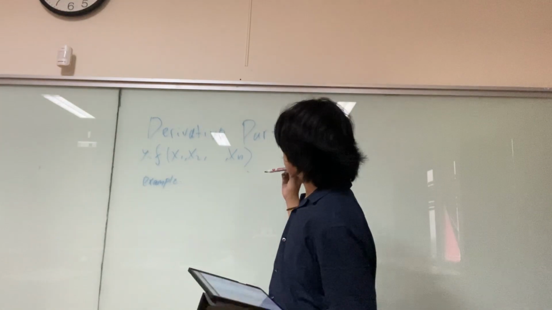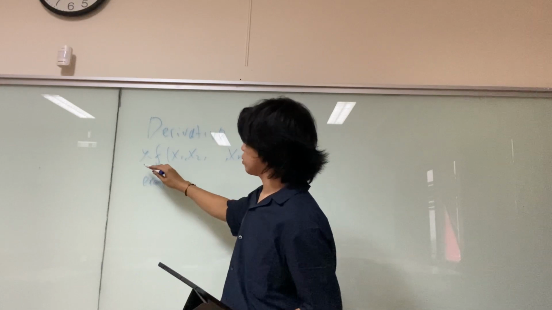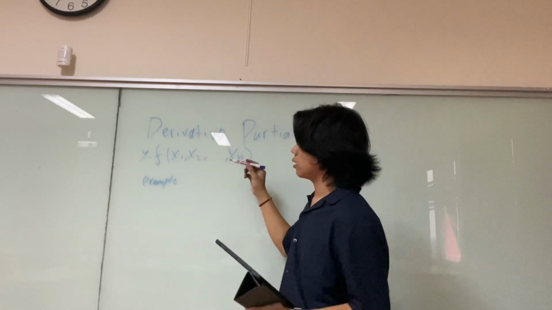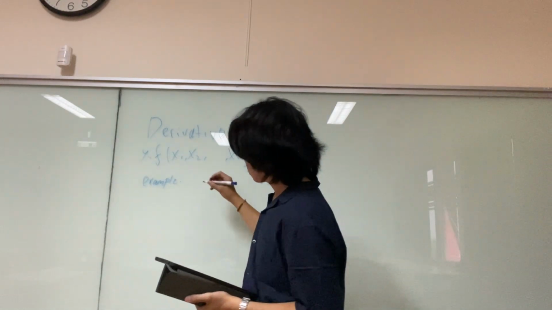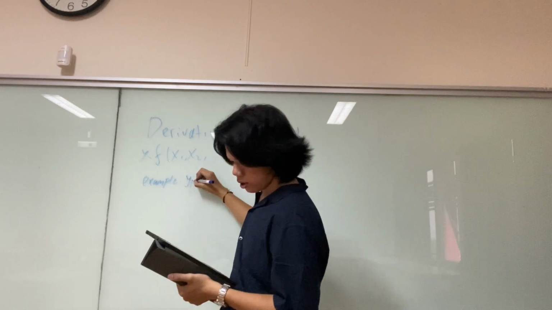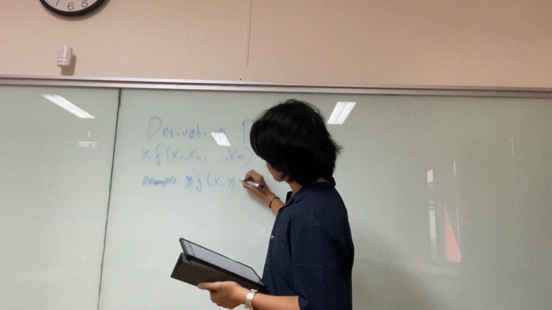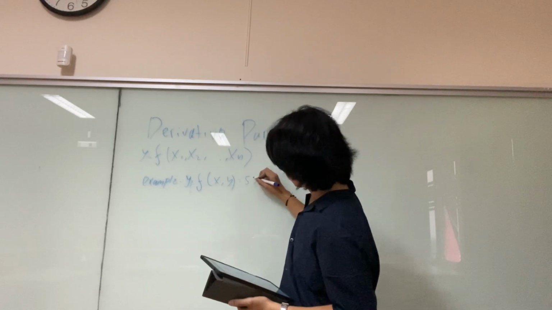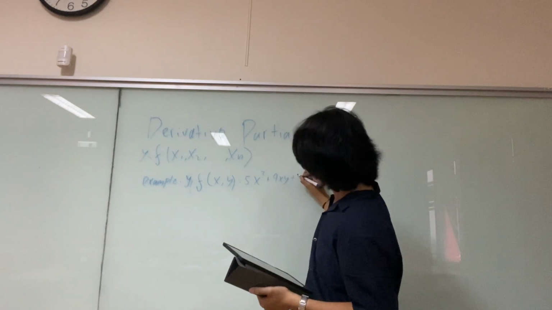The topic we'll discuss today is the partial derivative. The first one has the basic function y equals f(x1, x2), or whatever variables you use. The example we'll discuss is y equals f(x, y), where the function is 5x squared plus 4xy plus 3y squared.